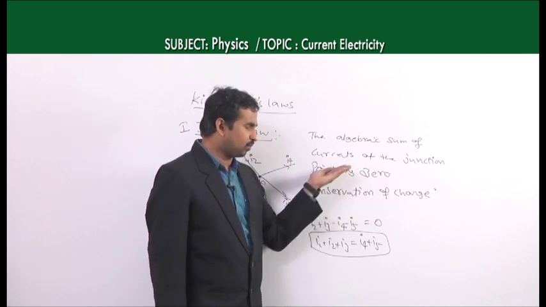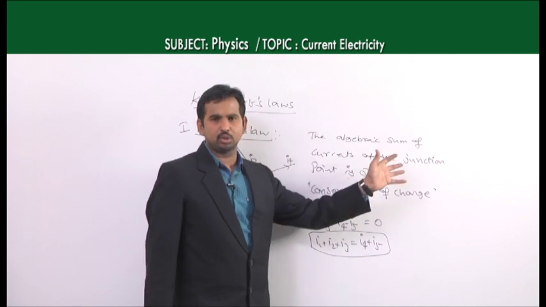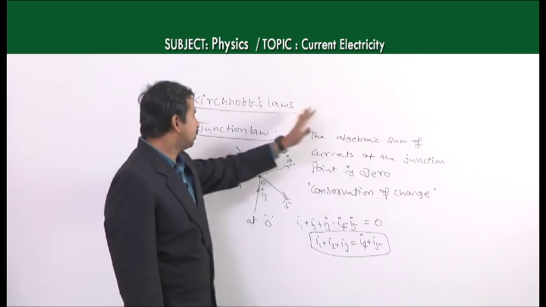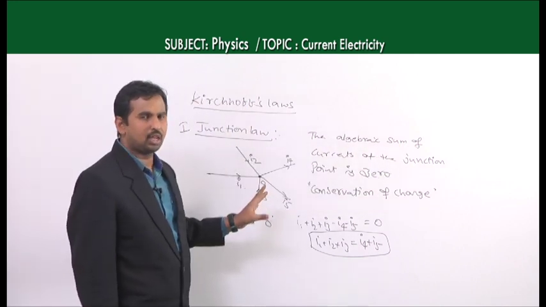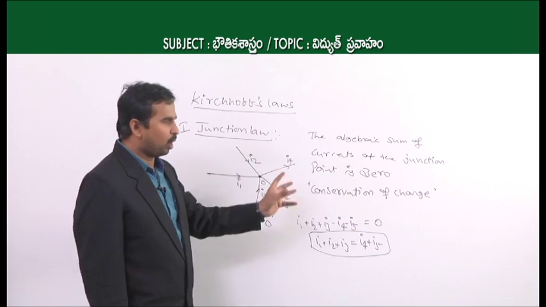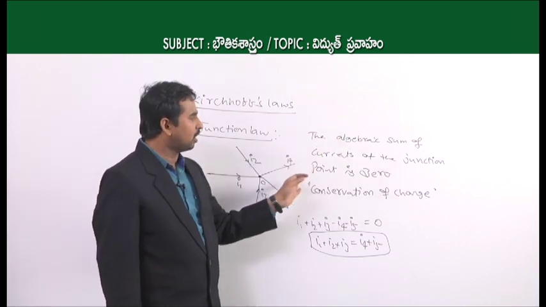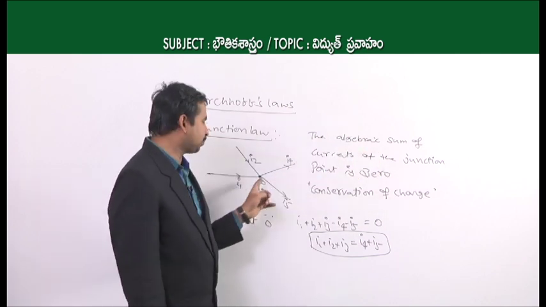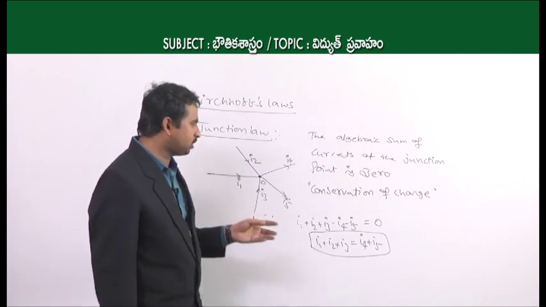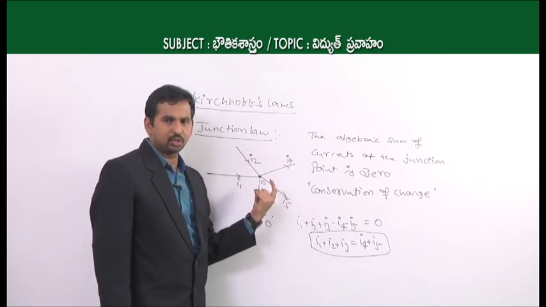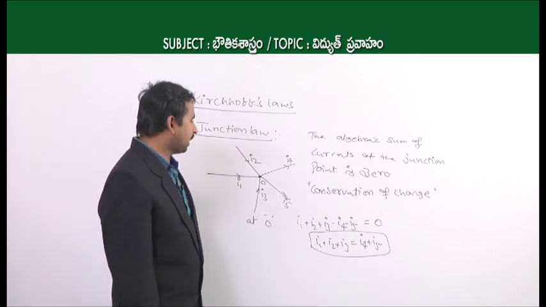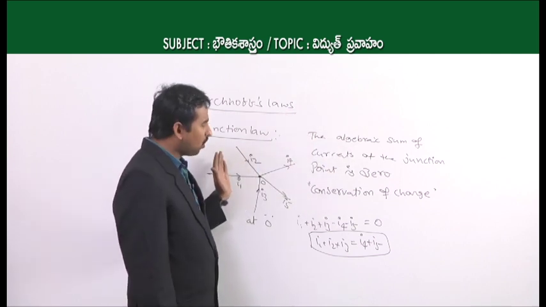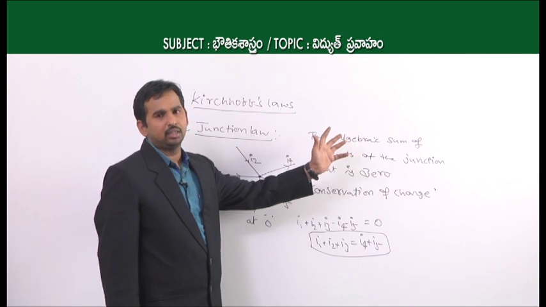Always all the currents are coming to the junction point O and they are leaving from that junction point. This is Kirchhoff's first law. See the statement again: the algebraic sum of the currents at the junction point is 0. If you are taking the sum at this point as 0, it means no charge is present at the point O. And for the sign, as I said, take all the incoming currents as positive and all the leaving currents as negative.